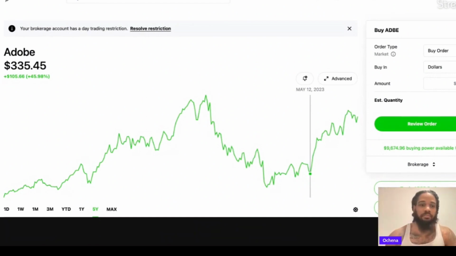And she made about $1,500 just by investing about $200, I believe $270, something like that. And then it just kept going up, guys. So as you can see, my technical analysis paid off.